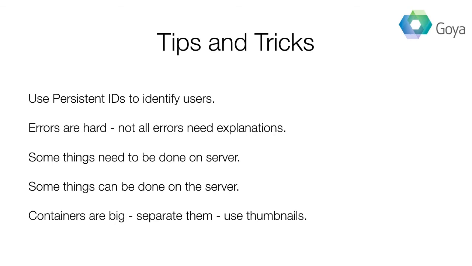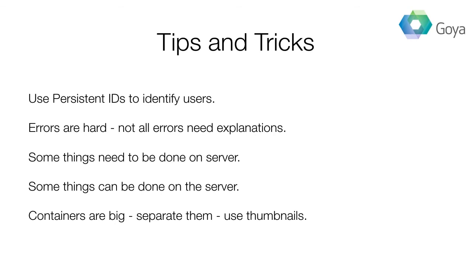Errors are tricky. Not all errors need explanation. So for example, if you've got a network failure, you just want to say try again later. You don't want to go into the complexities of what the network failure was and how it happened. Some things don't need big explanations. We need to allow for the fact that this is an error-prone environment.